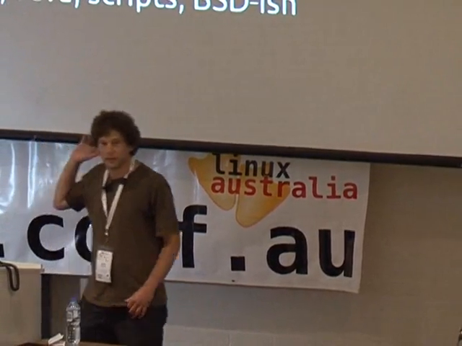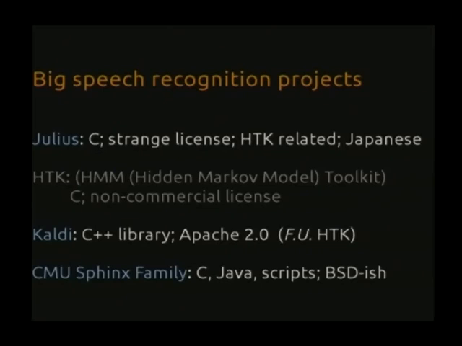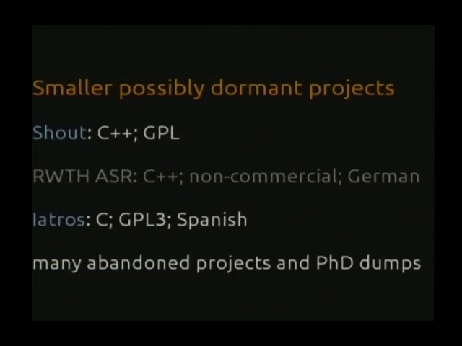And then there's the Sphinx, Carnegie Mellon University Sphinx family. There's a whole lot of those, but I'll talk about them soon. And then there are smaller projects. These ones had EU funding for a while, and then it ran out, and the professors went on to do something else. And then there's a whole lot of people who have tried a new system, put something on SourceForge, and then left it. So there are lots of abandoned things.